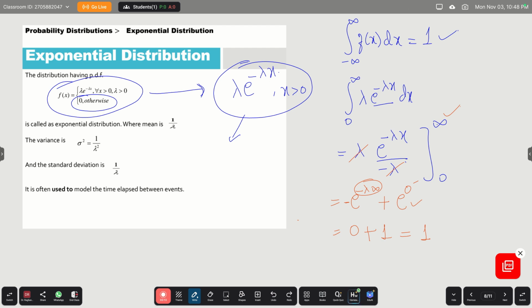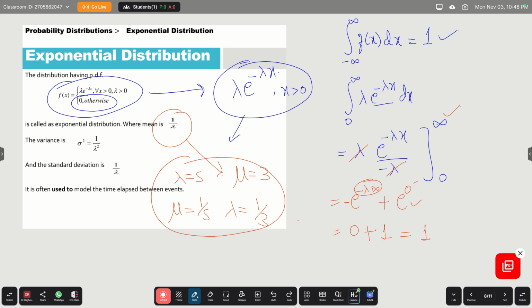And if you find the mean of this, the mean is going to be 1 divided by lambda. That means if mean is 3, lambda will be 1 by 3, and if lambda is 5, mean will be 1 by 5. So mean and lambda are reciprocals of each other.